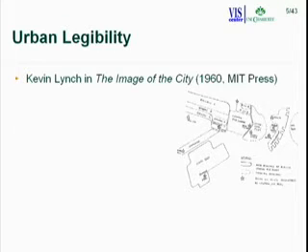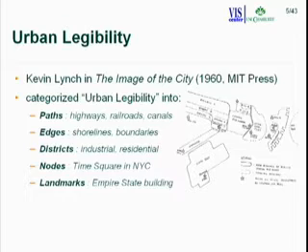For this book, he went around the city of Boston and asked local residents to use a pen and sketch out their immediate surroundings. What he actually got was a stack of these images that you see on the right here, where people simply sketched out, this is where I live, this is a big road around me, and so on. And he took this stack of sketched images and categorized the important things into 5 groups.